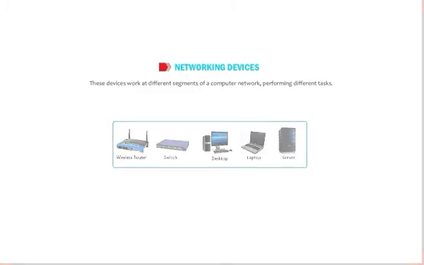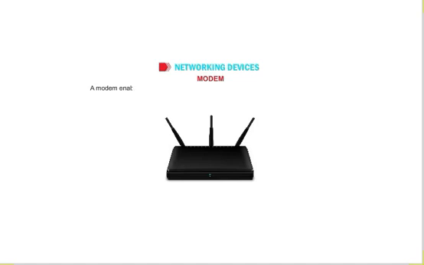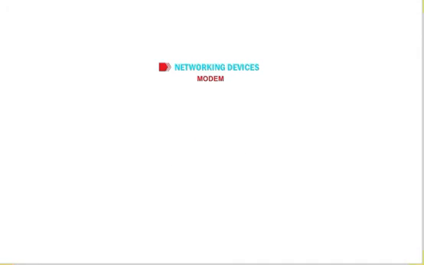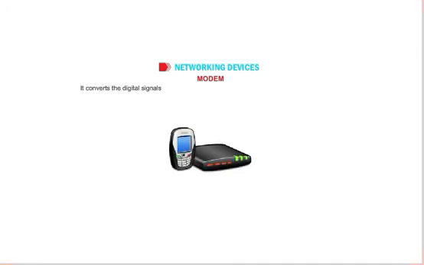The first device is the modem. A modem enables you to connect your computer to the available internet connection over the existing telephone lines. It converts the digital signals of a computer into analog signals to enable their transmission via phone lines. At the destination side, the receiving modem converts the analog signals back into digital signals so that the data can be understood at the receiving end.